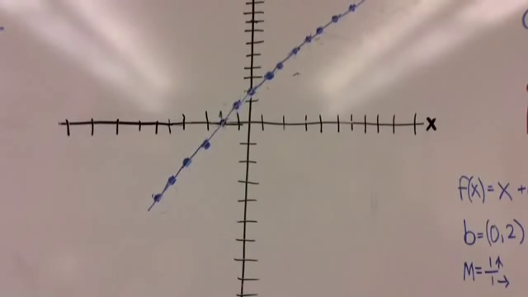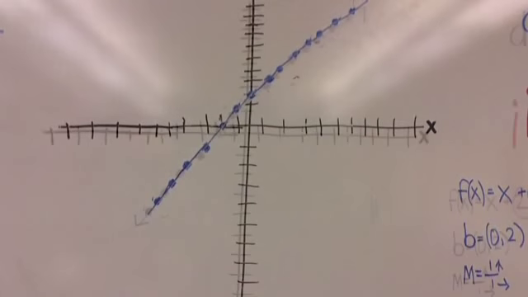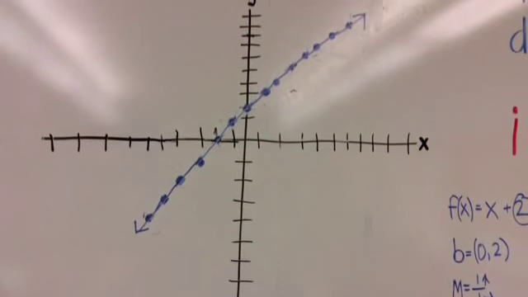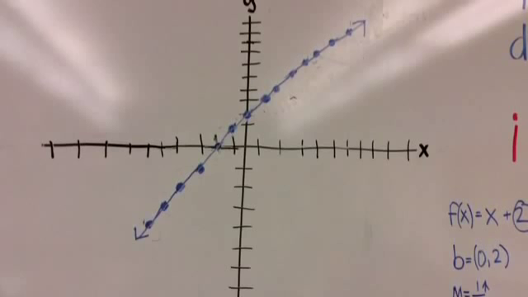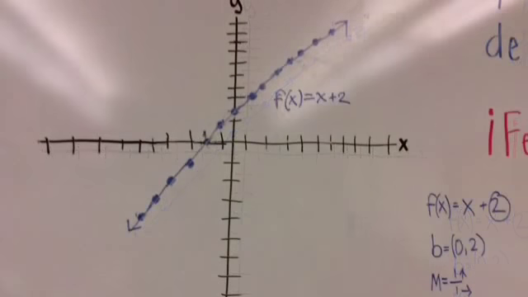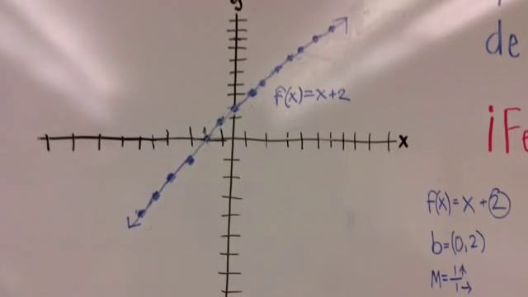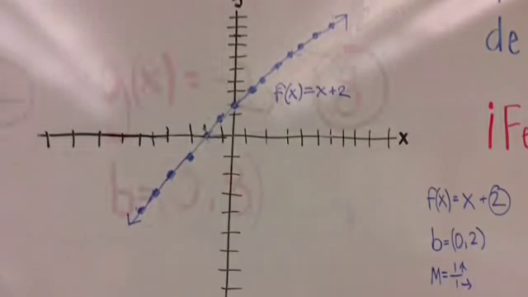Connect the coordinates with a line going across. Since the line will continue on forever, put arrows at the end. Label the line f of x equals x plus 2.